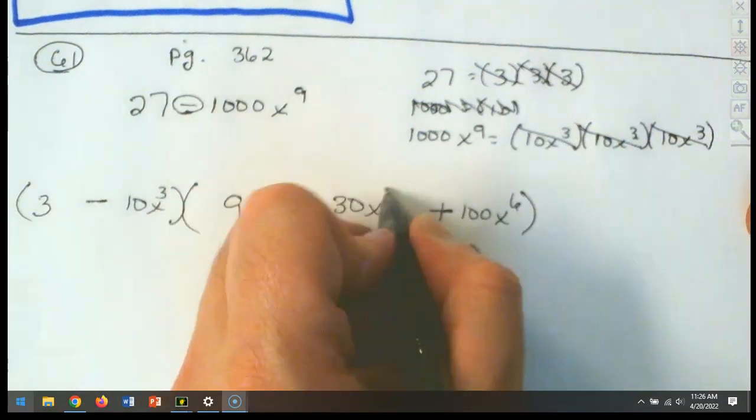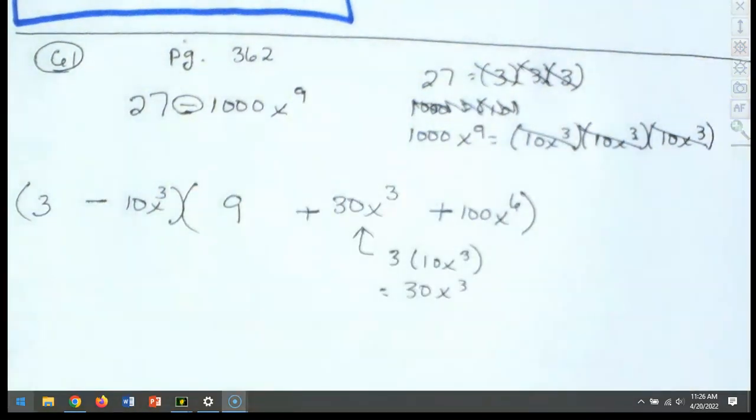Now I do have still some homework and some tests to hand back as well. So just before you leave, I'll double check and make sure you've got everything that's been graded.